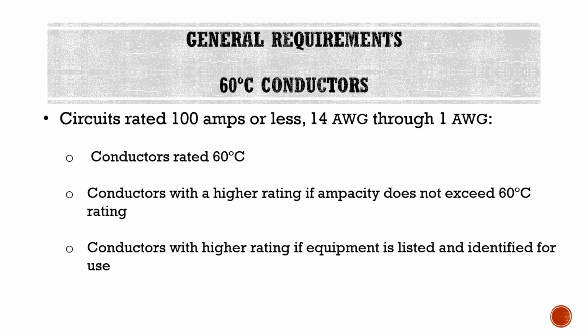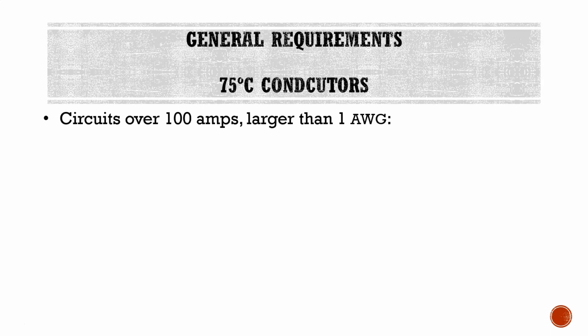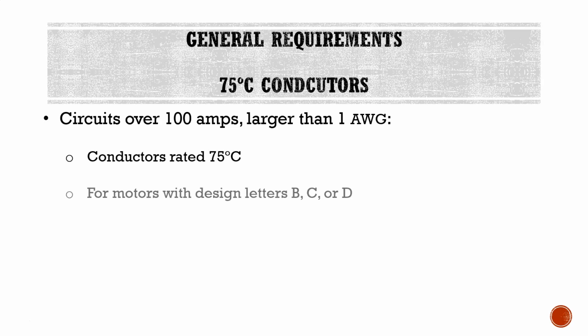And I know this probably sounds just a little bit confusing right now. Our next slide will be talking about the 75 degrees Celsius rated conductors, and then I'll give a better explanation of both 60 and 75 degrees Celsius. So just bear with me through this next slide, and then hopefully you'll get a better understanding of what we're talking about here. So 75 degrees Celsius conductors are going to be for circuits over 100 amps and larger than 1 AWG. Going to be conductors rated 75 degrees Celsius.